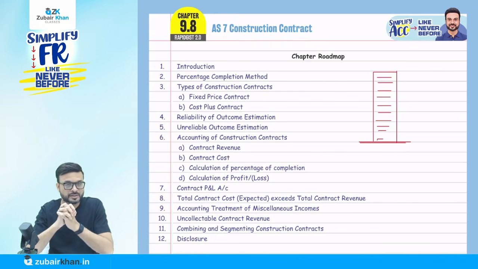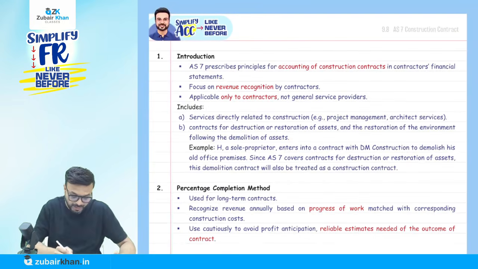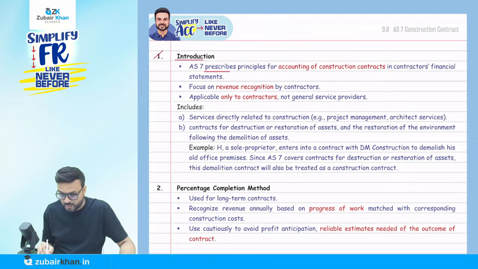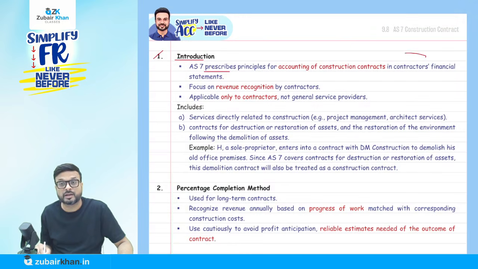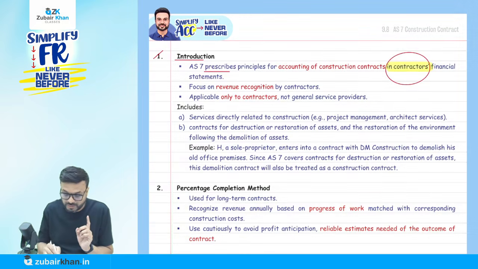Each and everything I will discuss with you. Just listen to me carefully. Okay. Now, the introduction part. AS 7 prescribes the principle for accounting of construction contracts in the contractor's financial statement. Remember, in the contractor's financial statement.